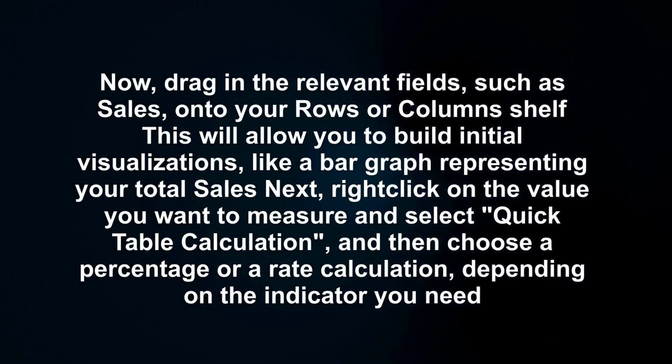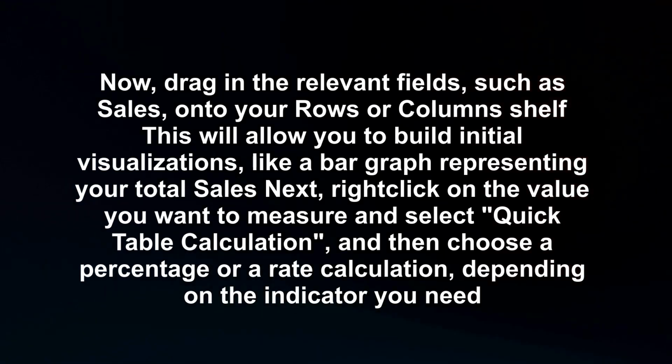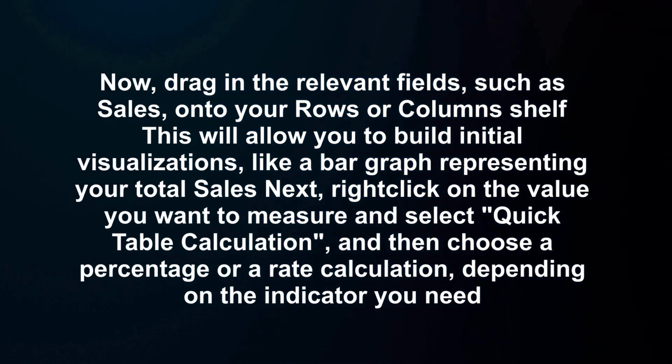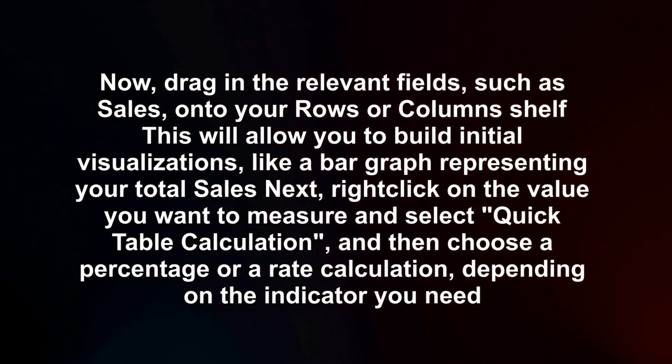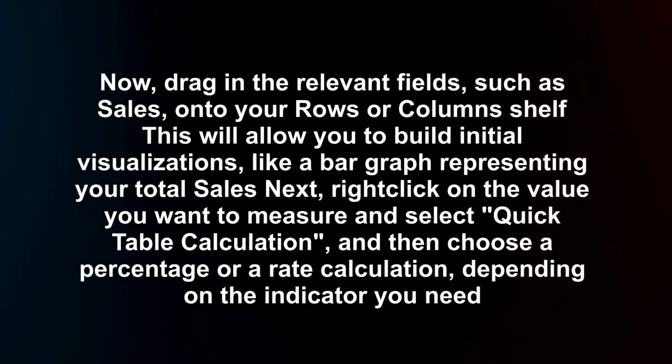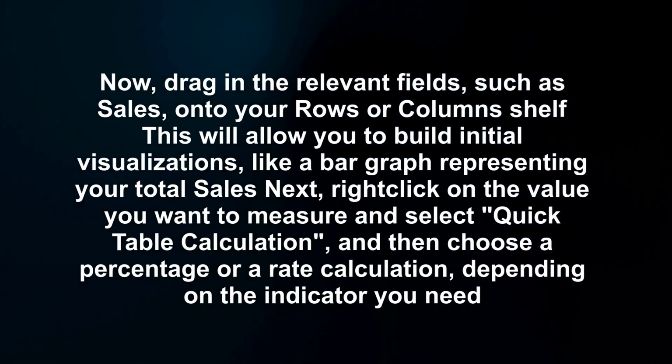Once connected, we'll need to define what your key performance indicators (KPIs) actually are. Now, drag in the relevant fields, such as sales, onto your rows or columns shelf. This will allow you to build initial visualizations, like a bar graph representing your total sales. Next, right-click on the value you want to measure and select Quick Table Calculation, and then choose a percentage or a rate calculation, depending on the indicator you need.